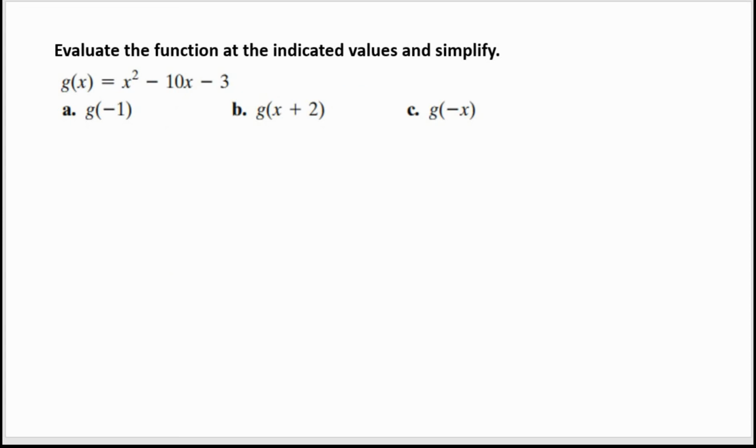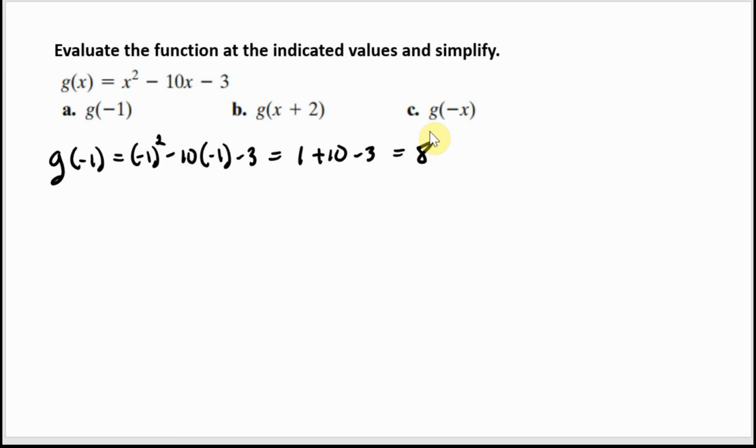All right. Evaluate the function at the indicated values and just simplify. What students like to just say, plug in, right? So, no work, right? And here, by the way, this is not critical thinking. Okay, we've got to get serious. So g of negative 1 is equal to negative 1, all squared, minus 10 times negative 1, minus 3. So that's just 1 plus 10 minus 3. So that's just, what is that, 8? Okay.